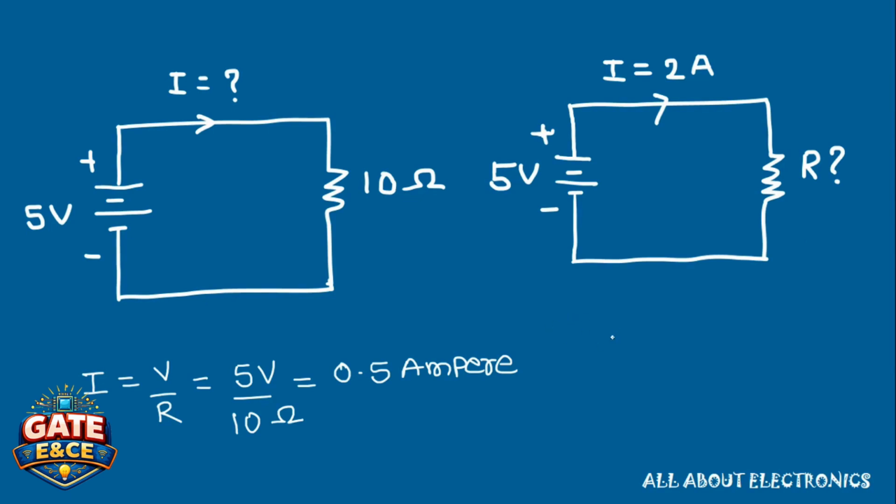We know that according to Ohm's law, I is equal to V divided by R. So we can write R is equal to V divided by I. Now here we know the voltage, that is 5 volt, and the current flowing through that circuit is 2 ampere. So from this the value of the unknown resistance will be 2.5 ohm.